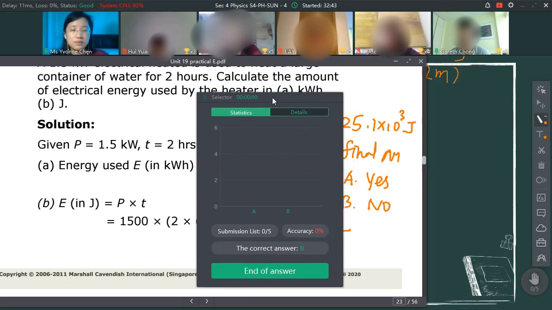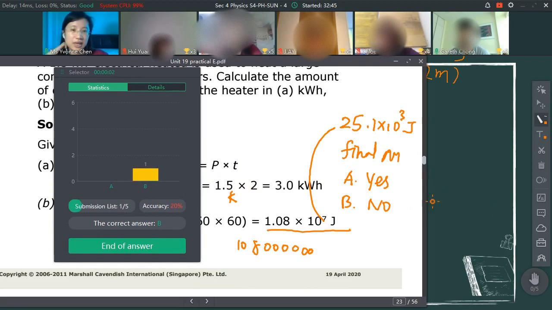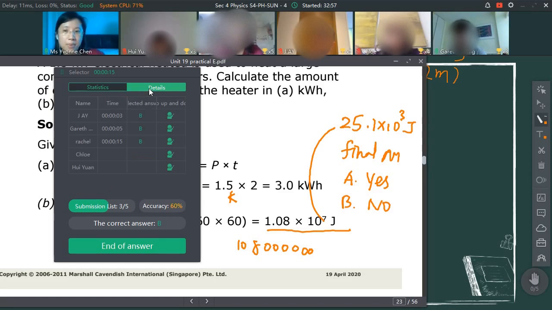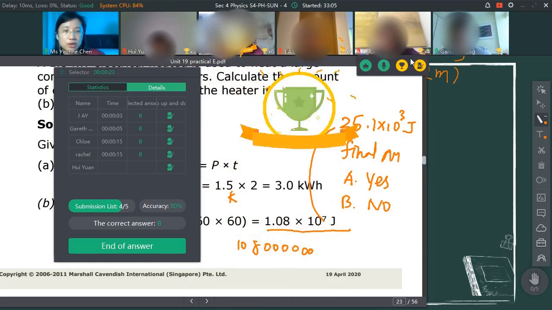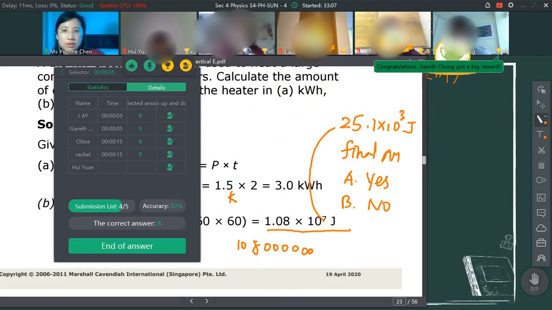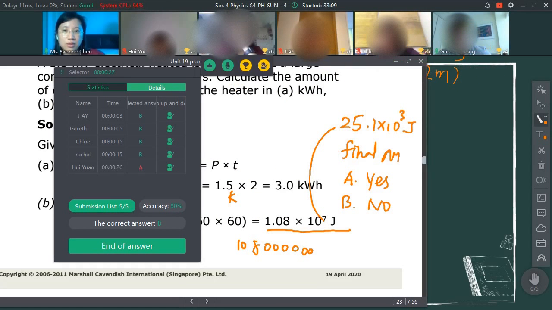I want you to do the MCQ question now. You can start now. You can click the answer. Is it A or B? And what's the reason? Later we will discuss. Some students think 25.1 times 10 to the power of 3, do you think it is acceptable? Okay, I'll end the answer.